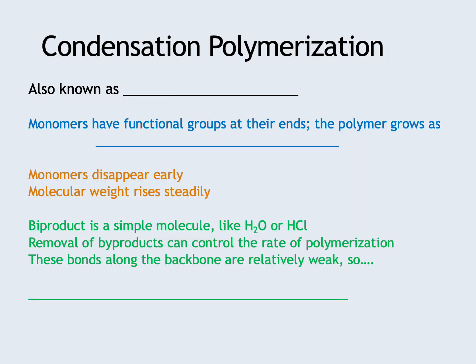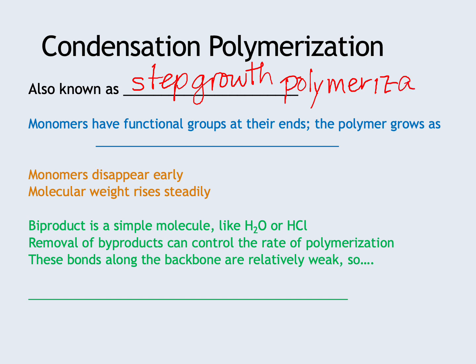All right, the second kind of polymerization is called condensation polymerization. Sometimes it's called step growth. And for step growth polymerization, the monomers have these functional groups on the ends, and the polymer grows as these functional groups on one molecule react with the functional group on the other molecule. And this will make more sense when you see the example.